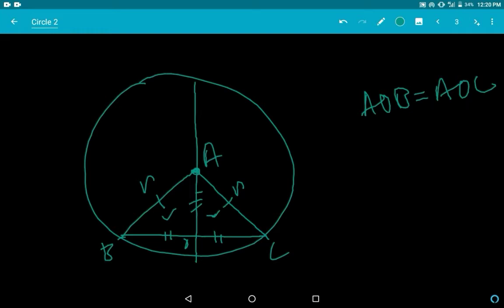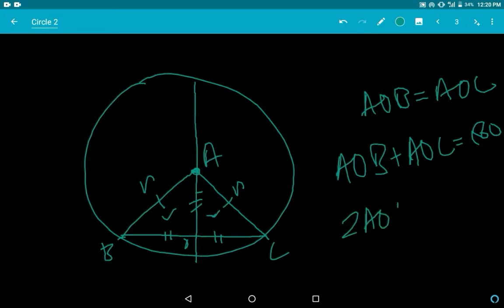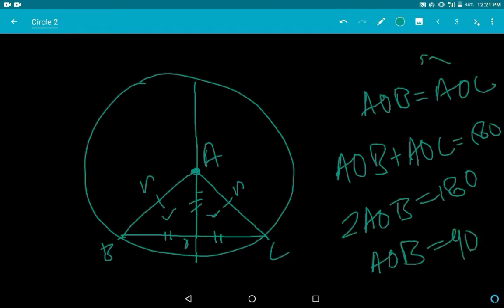Understand? And we know that AOB plus AOC equal to 180. So replace any one of these here. So AOB equal to 180, so AOB will be nothing but 90. One second, let me rewrite this. AOB will be nothing but 90 degree. So this also will become 90 degree. So these two become perpendicular. Understand this first theorem?